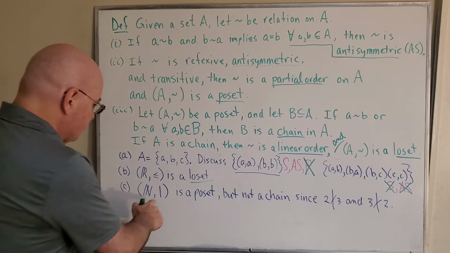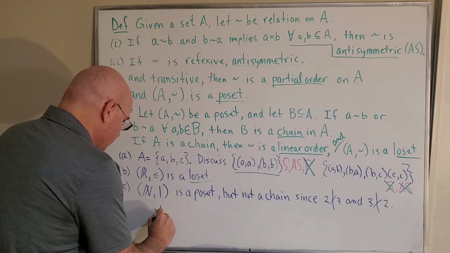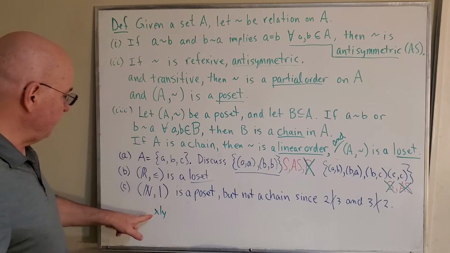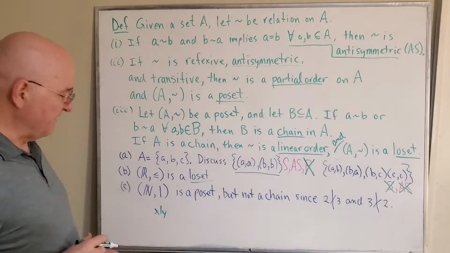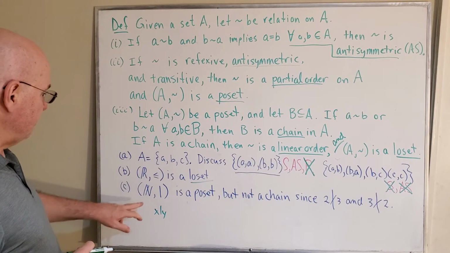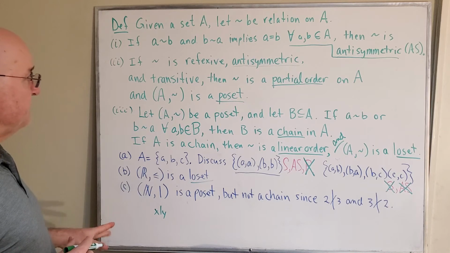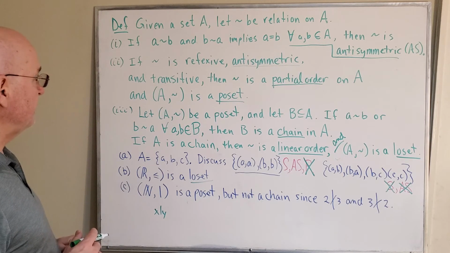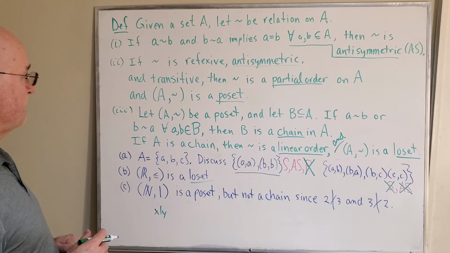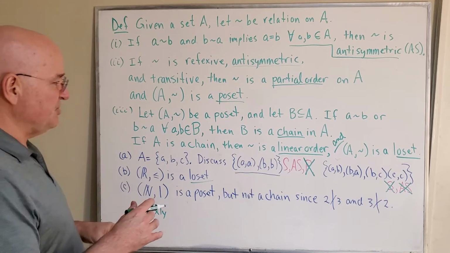The last one, the divides symbol: x divides y, on the natural numbers, 1, 2, 3, dot, dot, dot. It is a poset. By the definition, it's a partially ordered set, but it is not a chain.